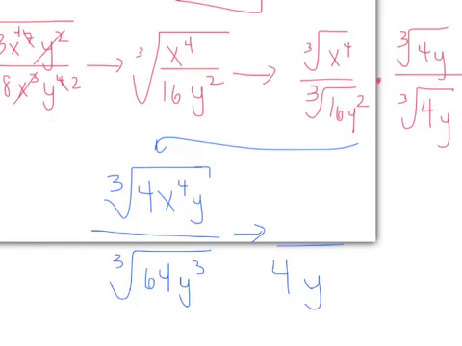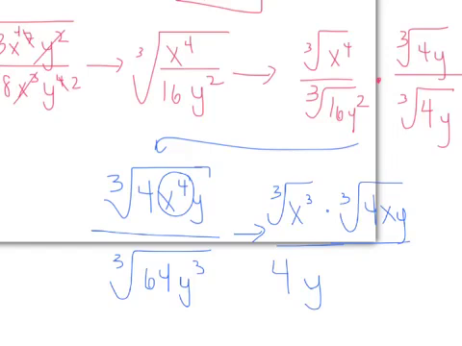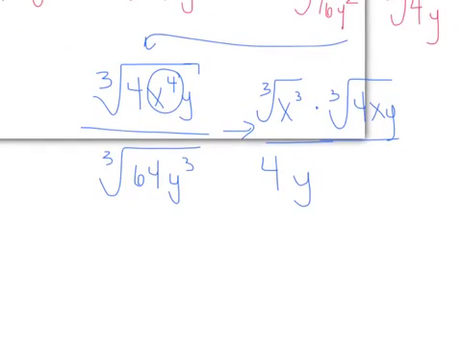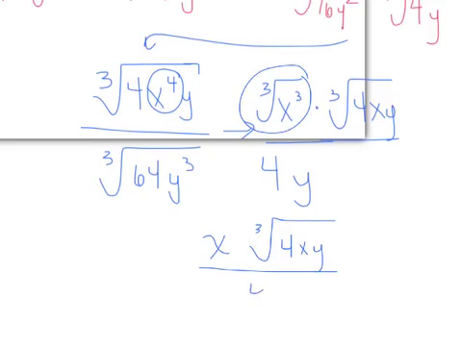Now in the numerator, I can break this up into x to the 3rd and x, so I'm going to write it like this. Because again, the top, x to the 3rd here, becomes x, and this simplifies to just become x. So our final answer here is going to be x from this part here times the cube root of 4xy all over 4y.